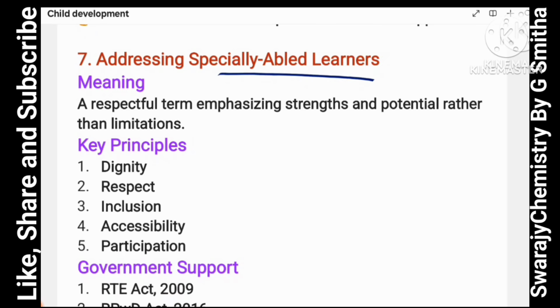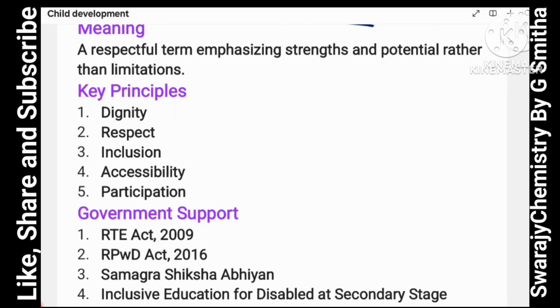The third one is inclusion. Inclusion means teach them in regular classrooms whenever possible. The fourth one is accessibility. Accessibility means provide ramps, learning aids, and suitable teaching methods. The fifth one is participation. Participation means encourage active involvement in all classroom activities. The next is government support.